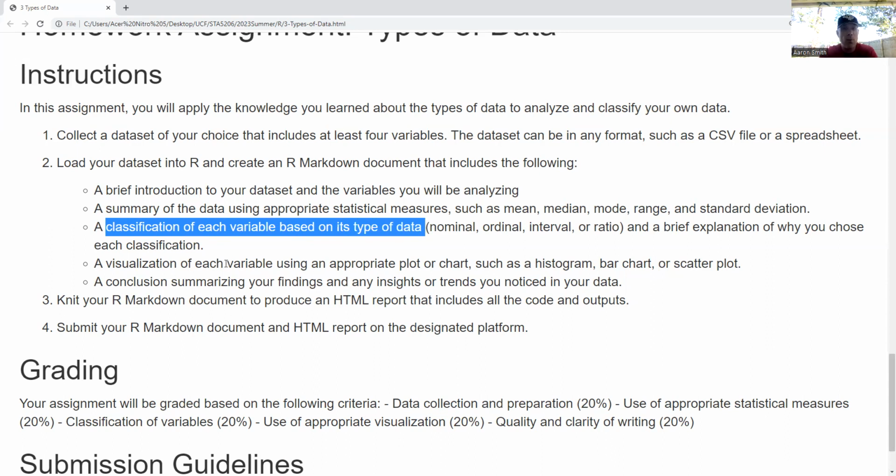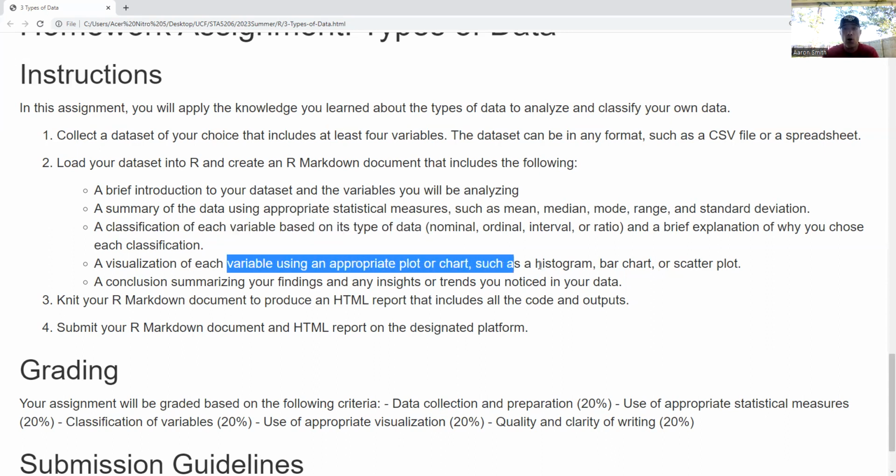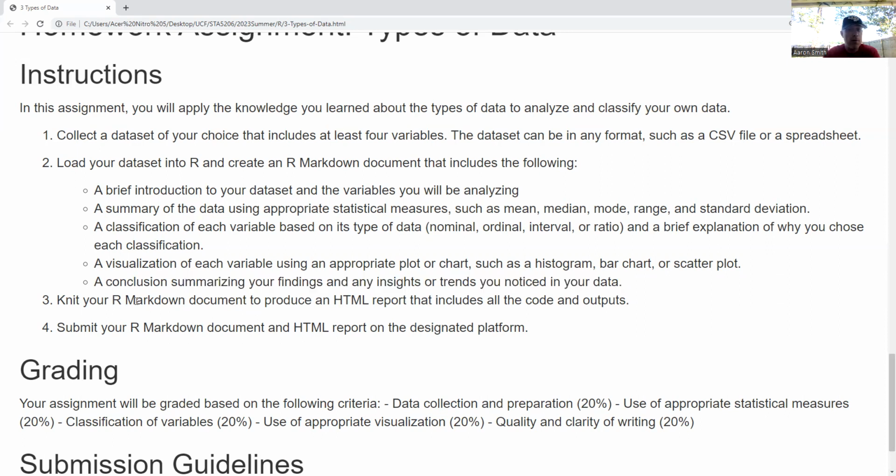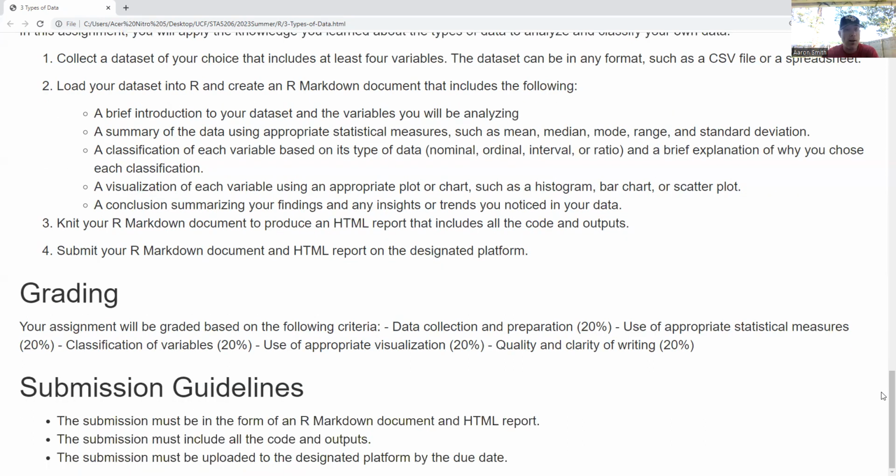Visualize each variable using an appropriate plot or chart, histogram, bar plot, or scatter plot. And give me a conclusion of what you find out what's going on. Now, please use R Markdown and produce an HTML file and post that to Canvas. And here are the submission guidelines and the grading.